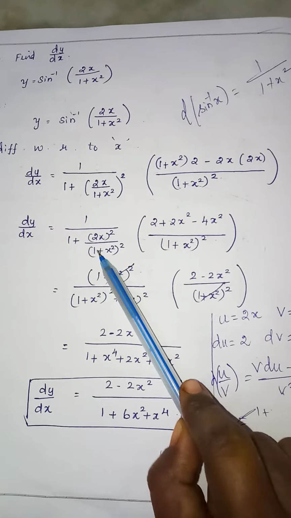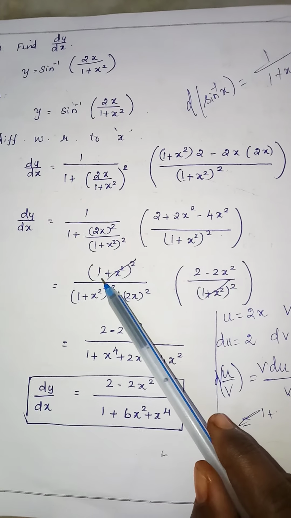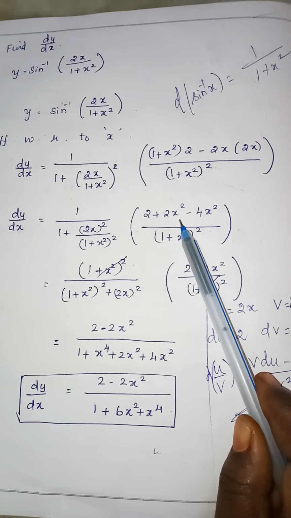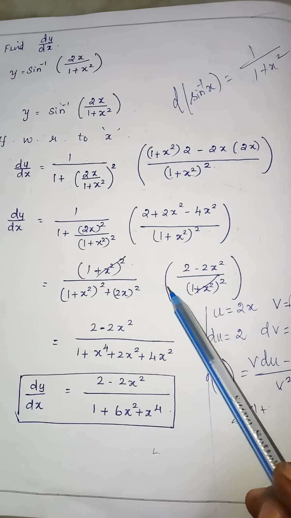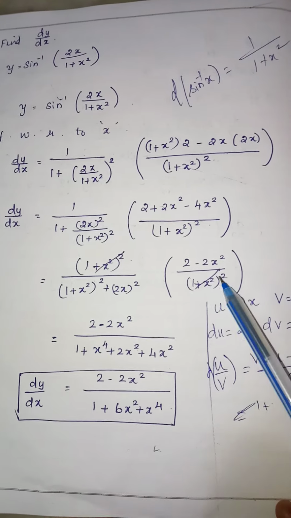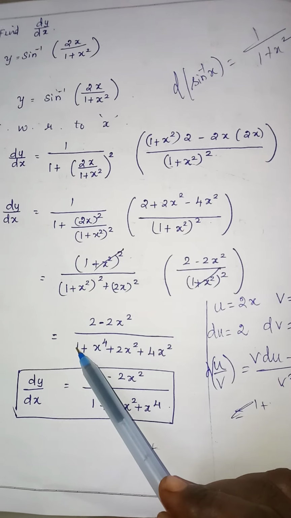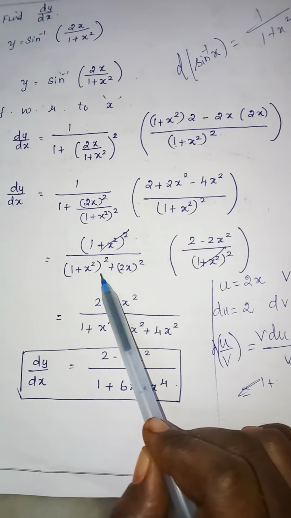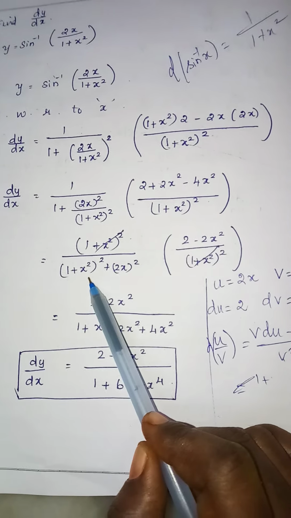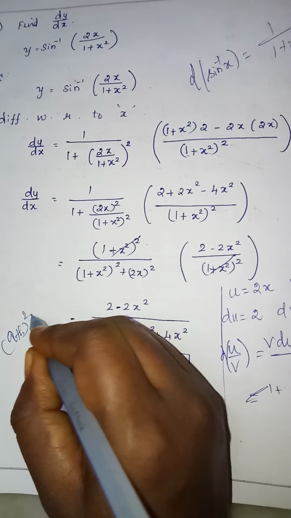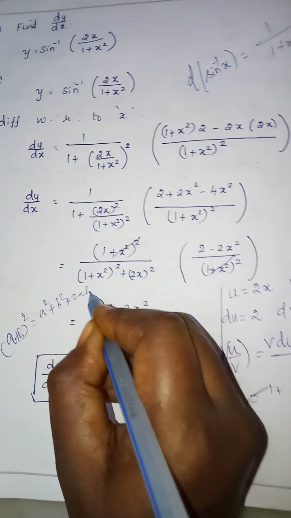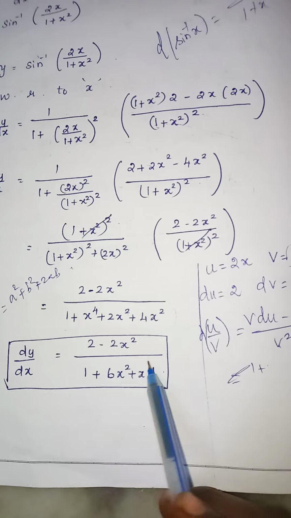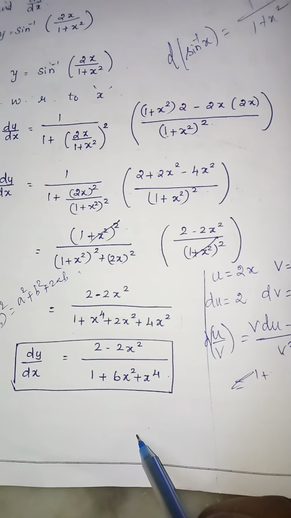Next thing is take LCM and then bring this term to the numerator. We'll get 1 plus x square the whole square divided by 1 plus x square the whole square, plus 2x the whole square into, here, 2x square minus 4x square. So 2 minus 2x square divided by 1 plus x square the whole square. You just cancel these two terms, and then the remaining terms are 2 minus 2x square divided by, here it is in the form of a plus b the whole square. You just substitute the a plus b the whole square formula. So a plus b the whole square is equal to a square plus b square plus 2ab. Substitute and then simplify this. Now we will get dy by dx is equal to 2 minus 2x square divided by 1 plus 6x square plus x to the power 4. Okay, thank you.